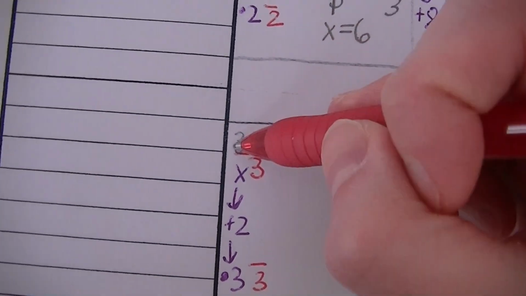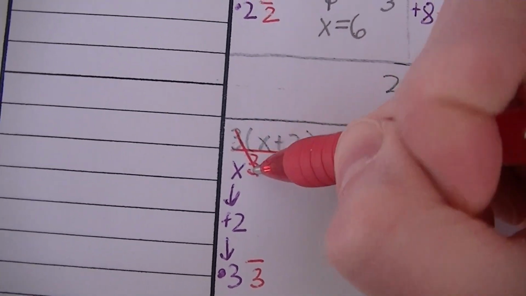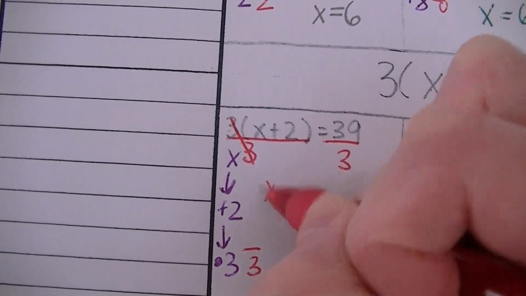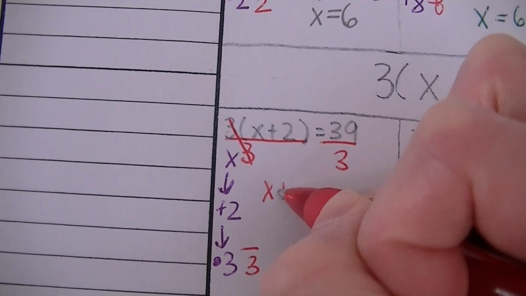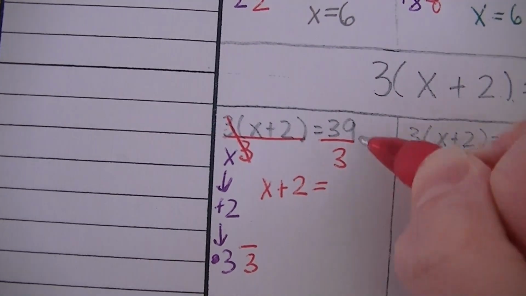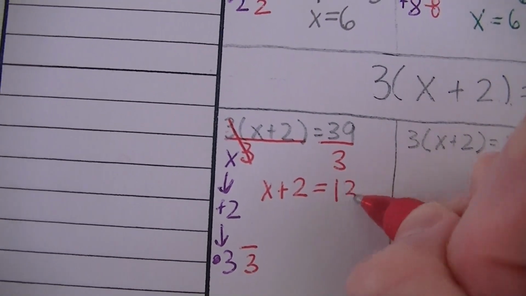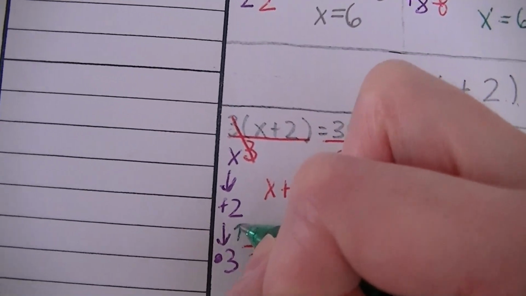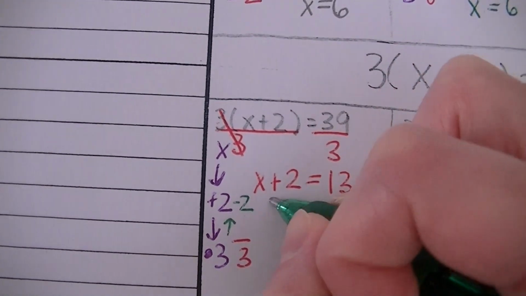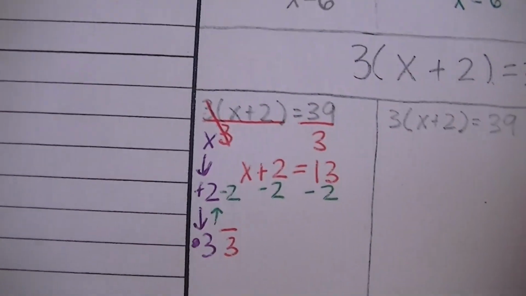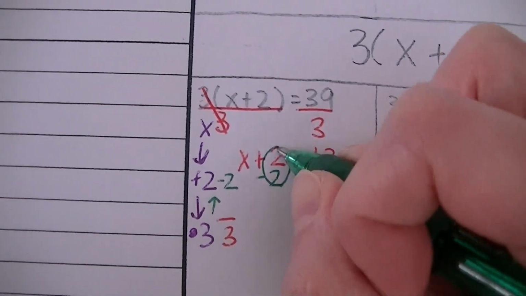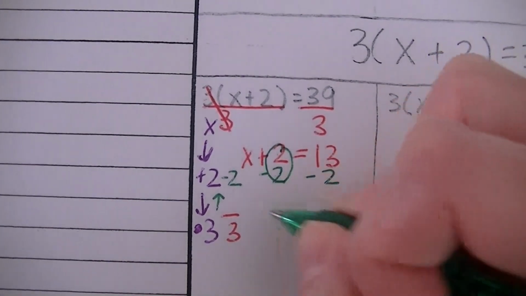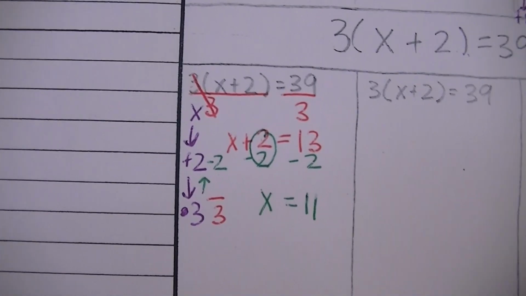Okay, you have 3 divided by 3, which is 1. 1 times x is 1x, or x. 1 times a positive 2 is a positive 2. And that is equal to 39 divided by 3, which is 13. Next, you're going to go back up. The inverse operation of plus 2 is to subtract 2. Do that to both sides of that equal sign. 2 take away 2 is 0. 13 take away 2 is 11. And bring down that x. Oh, so x equals 11.